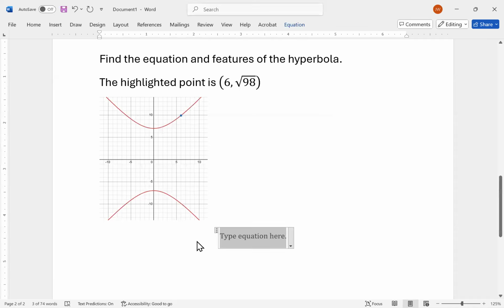All right, since we're pointing up and down, the y squared component is going to be the positive component, and the negative component is going to be the one with the x squared. So the general form of the equation is going to be y squared over a squared minus x squared over b squared is equal to 1. And since we see that this hyperbola goes through the vertex of 0, 7 and the other vertex of 0, negative 7, we know that a is going to be 7.